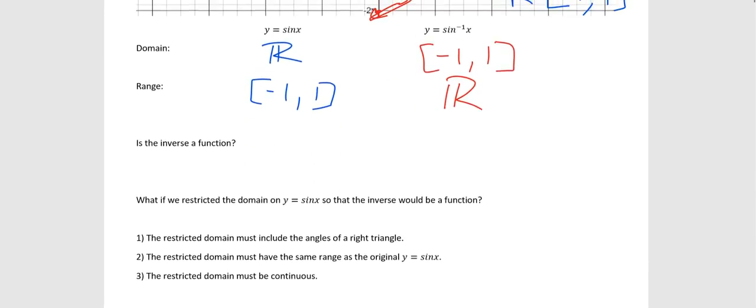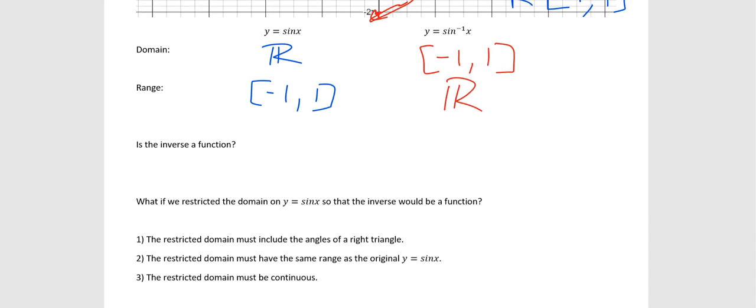Okay, we already answered this next question. Is the inverse a function? Definitely no, right? Fails vertical line test.